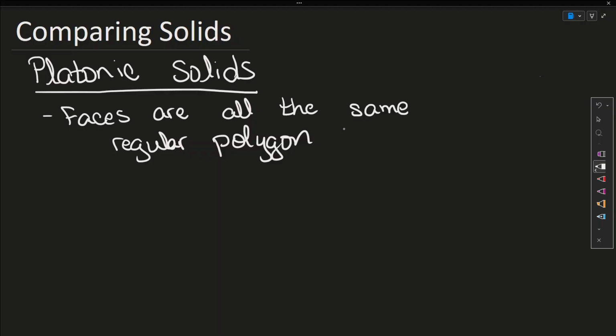A Platonic solid is a solid whose faces are all the same regular polygon, and there are exactly 5: a tetrahedron or a triangular pyramid, a cube, an octahedron, a dodecahedron, and an icosahedron.